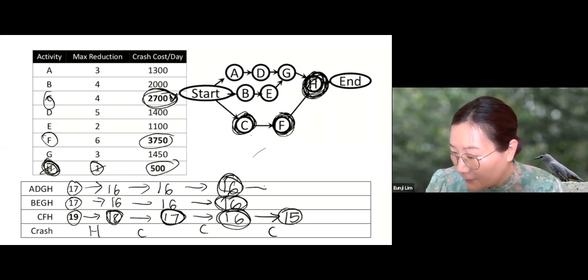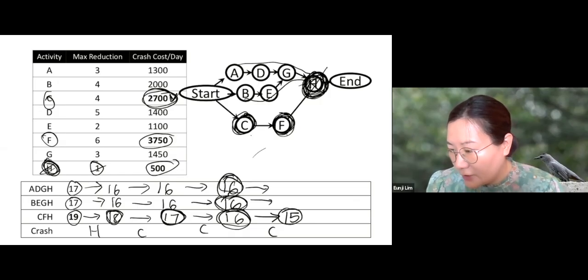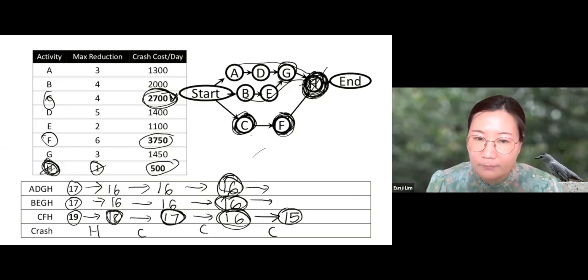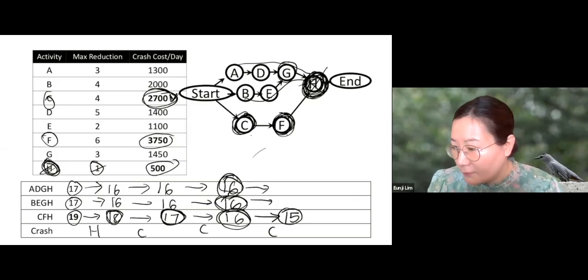Now let's go to the first and the second one. The first and the second one should be also crashed, right? So which activity should it crash from the first one and the second? We know we cannot crash H any longer. And remember, G is a common activity. So if you crash G, then both the first one and the second one are crashed, right?